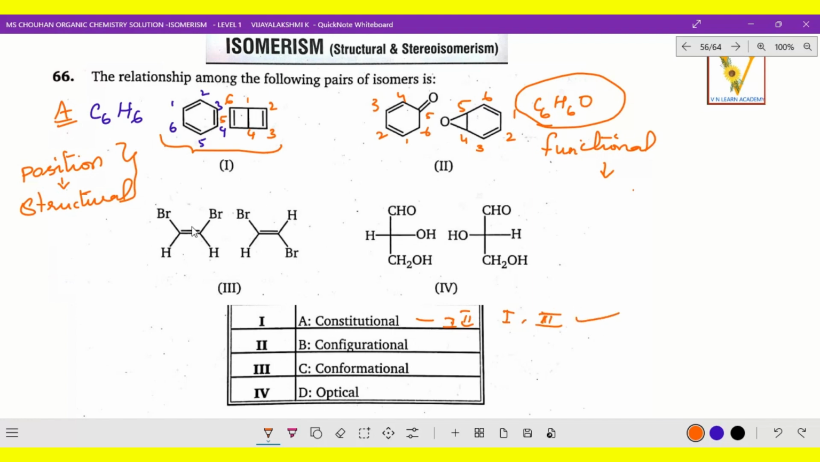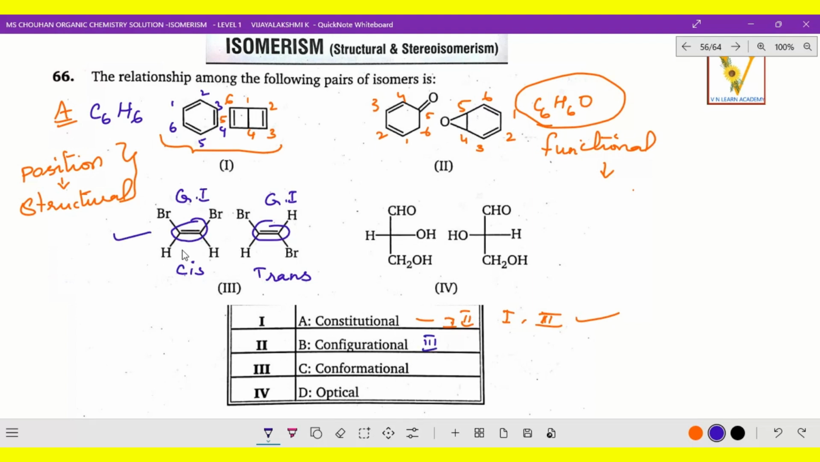Now the third one. If there is a double bond with groups or atoms attached, this is a geometrical isomer, an alkene. In geometrical isomers there are cis and trans configurations. Here Br is on top, and here Br and H. So this is a cis isomer and this is a trans isomer. Cis and trans are configurational isomers, so the third one is a configurational isomer.